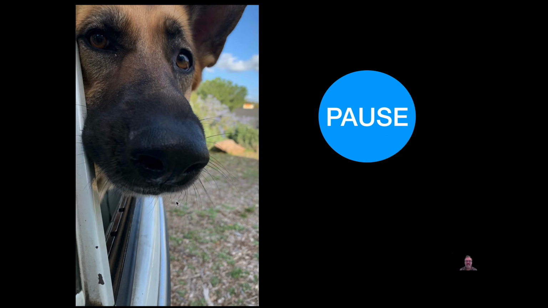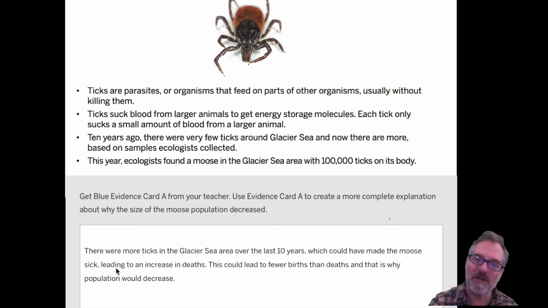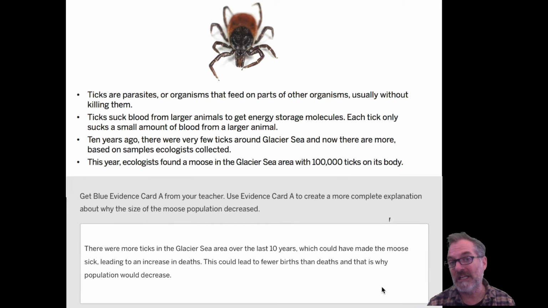All right, I'm back. Let's go ahead and take a look at my response and see how that compares to yours. There were more ticks in the Glacier C area over the last 10 years, which could have made the moose sick. You think? With 100,000 ticks sucking blood out of you, that's probably gallons of blood, leading to an increase in deaths. This could lead to fewer births, right? Because if you're dead because the tick sucked all your blood out, then there could be fewer births than deaths, and this is why the population would decrease.